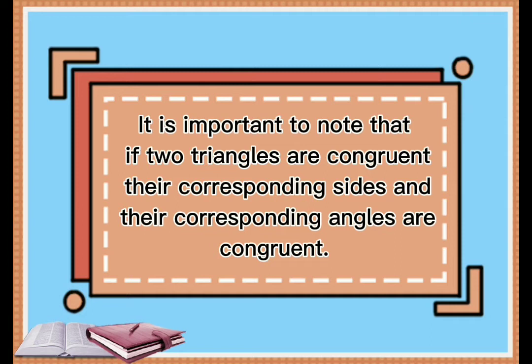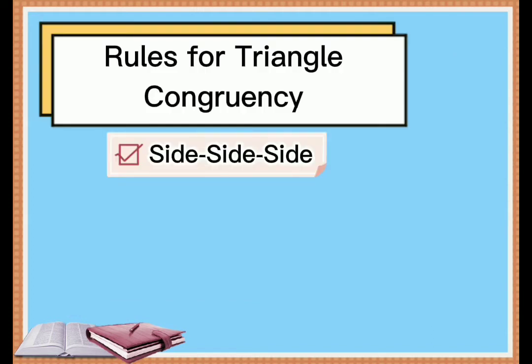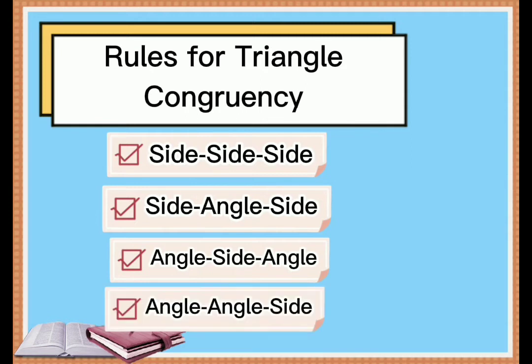It is important to note that if two triangles are congruent, their corresponding sides and their corresponding angles are congruent. Two triangles are congruent if some corresponding parts are congruent to each other. There are methods of determining whether or not two triangles are congruent. These are stated as theorems and proven in geometry books, but we will omit the proof here. These are the side-side-side, side-angle-side, angle-side-angle, and angle-angle-side.